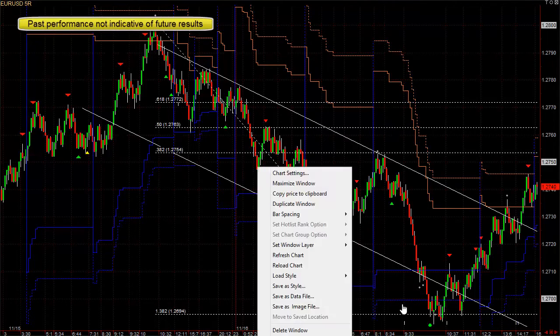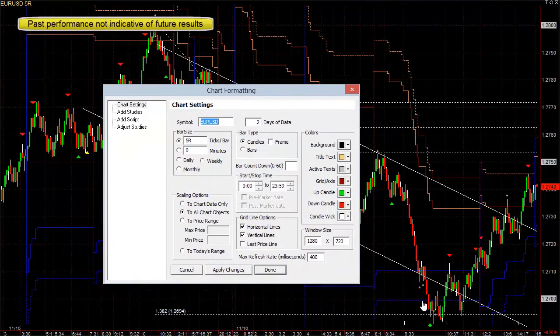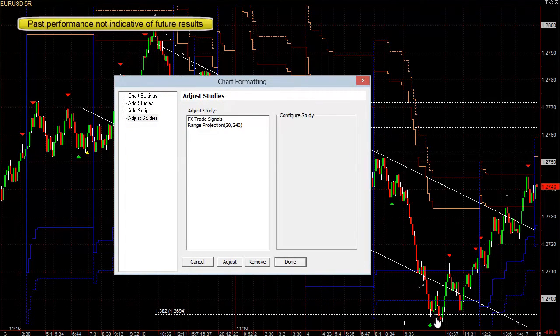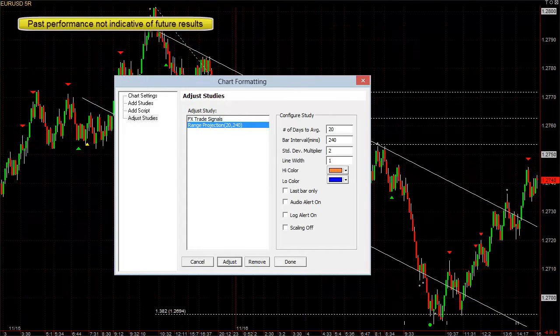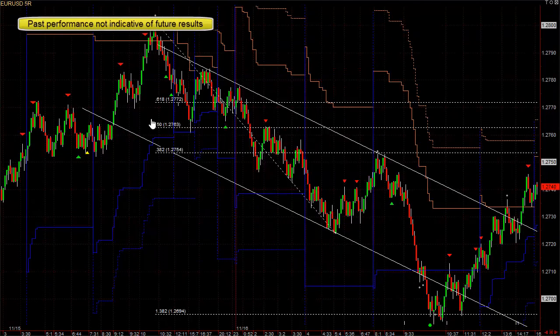And in fact, if you want to showcase the 2 standard deviations, there's a 95% probability that the market will soon reverse from that area. It looks like it probably even hit the 2 standard deviation one. Yeah, not quite. It's probably a few pips underneath there.